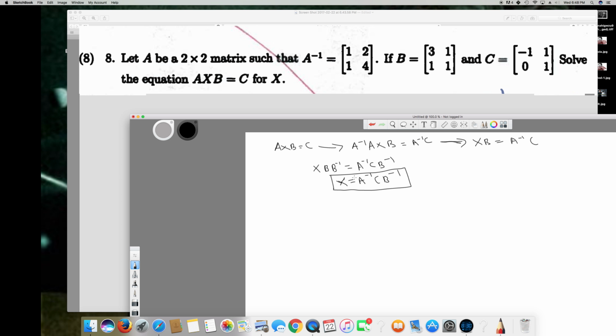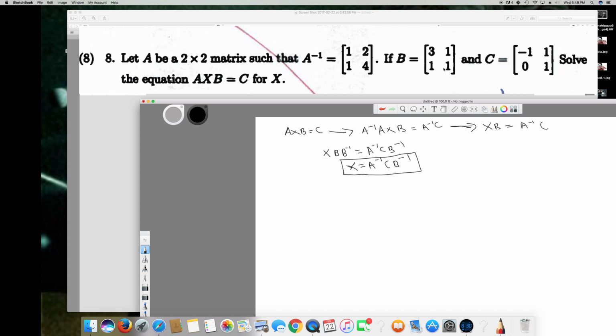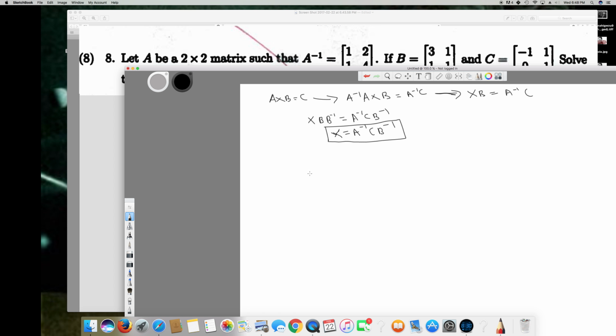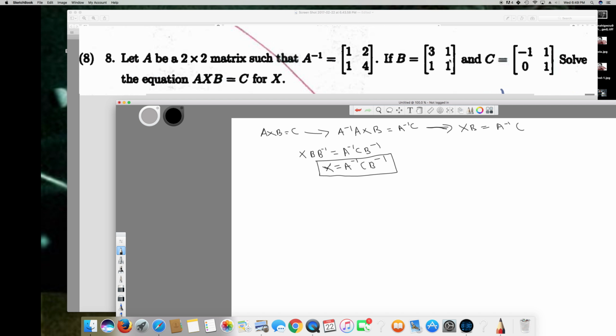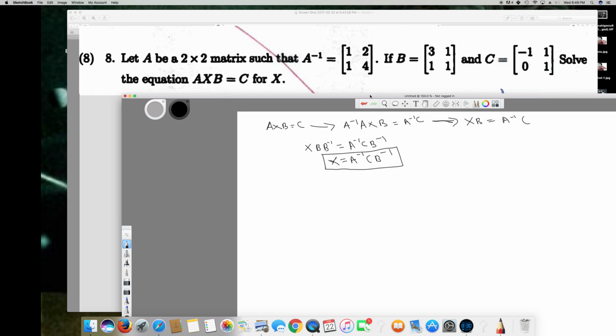Let's see what information they have given. A inverse is given already, C is given, but we have to find the B inverse. Since this is 2 by 2, I can use the equation 1 over AD minus BC. There's an equation for that. There are two methods to solve: one is the Gauss-Jordan method and one is AD minus BC. But Gauss-Jordan is good if the matrix is greater than 2 by 2, like 3 by 3 or 4 by 4. If you have that kind of question, you definitely have to use Gauss-Jordan, but for 2 by 2 there's an equation to make it easier.